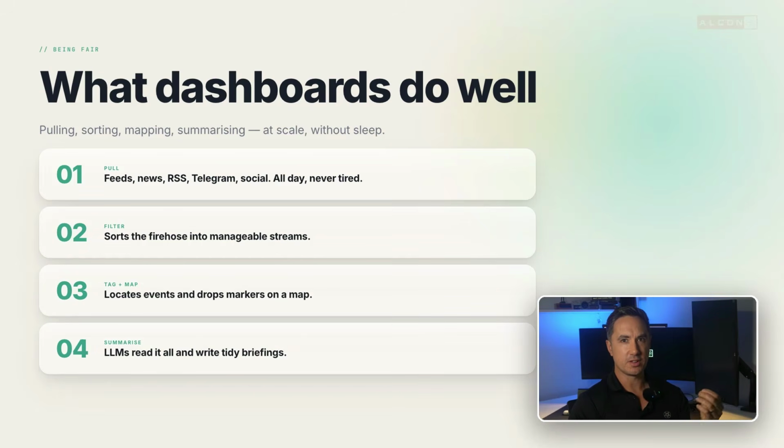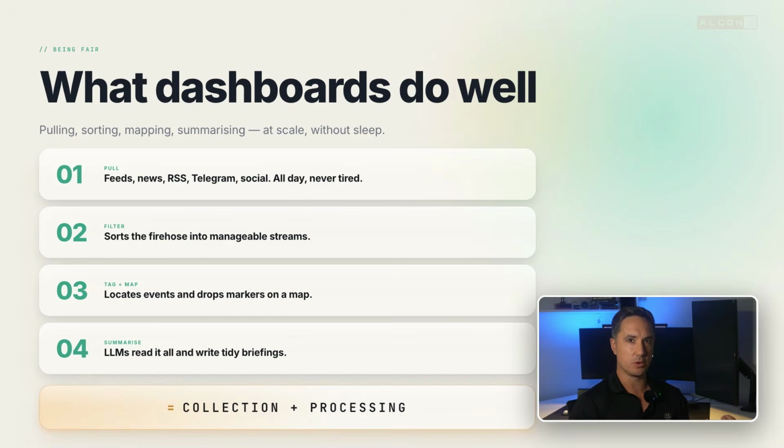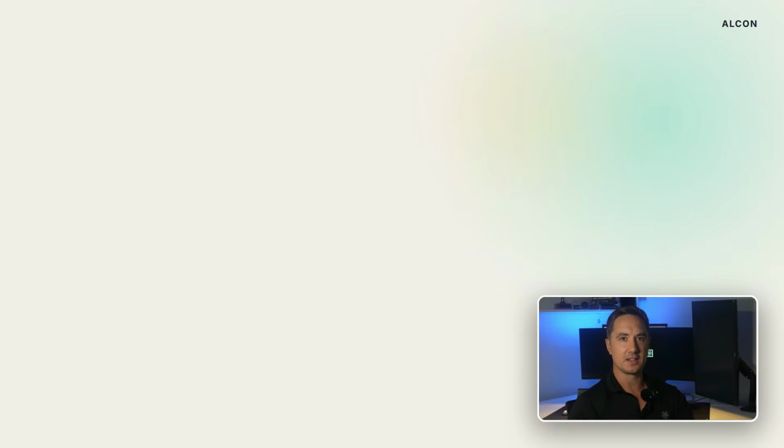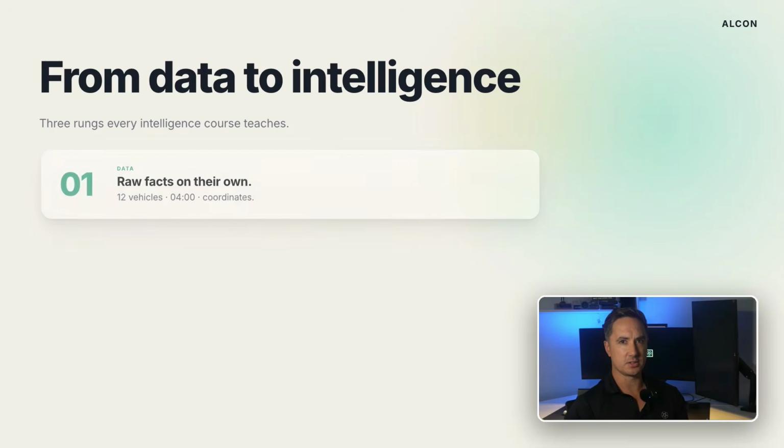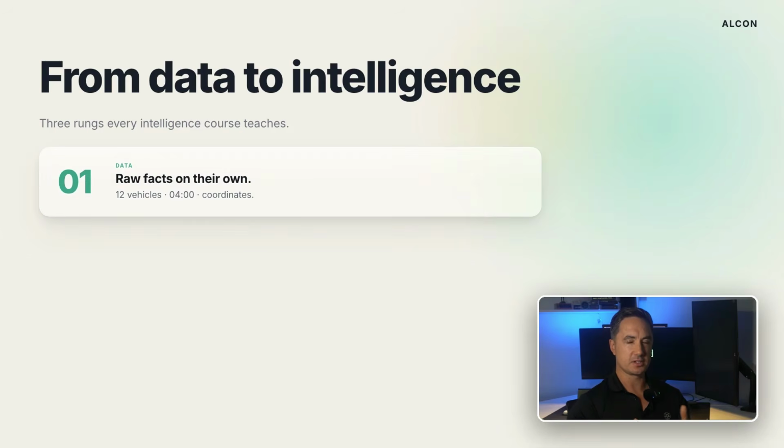But everything I just described, pulling, filtering, tagging, mapping, summarizing, has a name in our world. And the name is not intelligence, the name is collection and processing. And collection and processing is only a small part of the job. There's a ladder every intelligence course teaches, usually at the start of the course. It matters more than almost anything else, so let me take you through it a bit slowly. At the bottom, we've got data, raw facts, a coordinate, a time step, and number of vehicles. On its own, it really means nothing.